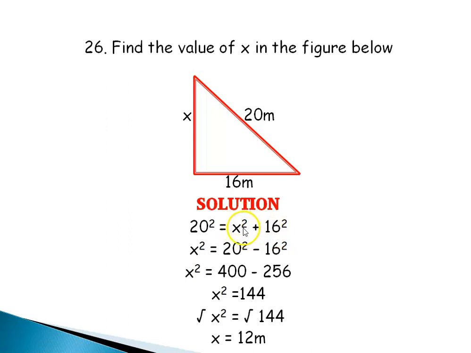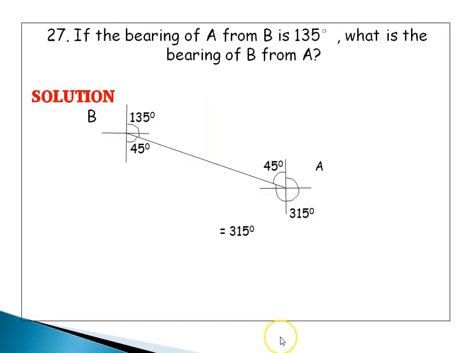So remember, we're looking for x. So I'll bring my x here, and then this 16 square comes this way. X square is 20 square minus 16 square. 20 square is 400, 16 square is 256. 400 minus 256, 144. This is x square, but remember we're looking for x. So find the square root of both sides. Square root of x square is x, and the square root of 144 is 12. So x is 12 meter. Is that taken? Okay.